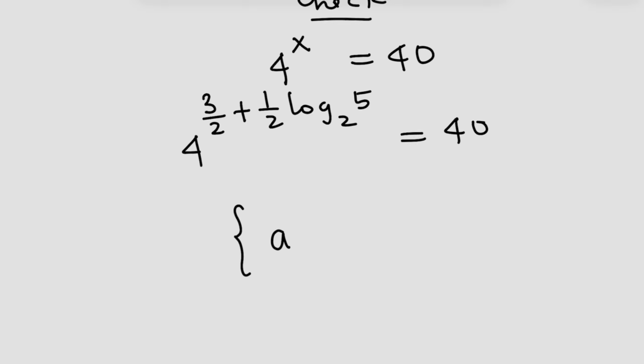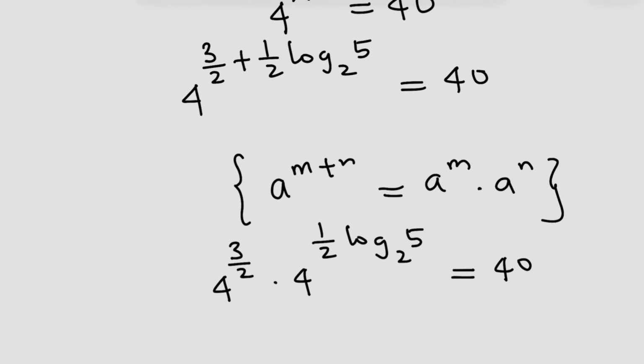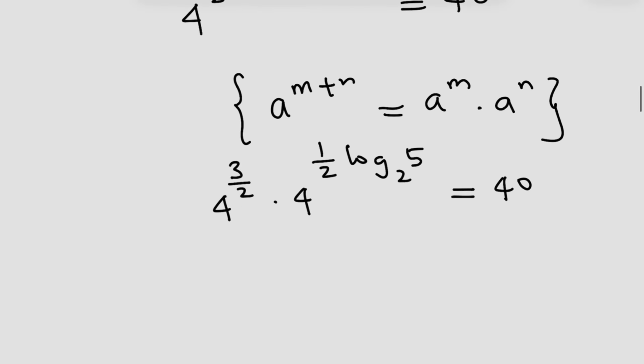By indices, a raised to power m plus n is a raised to power m times a raised to power n. So we have 4 raised to power 3 over 2 times 4 raised to power 1 over 2 log 5 base 2 equal 40. The goal is to have the same value on both sides of the equation.